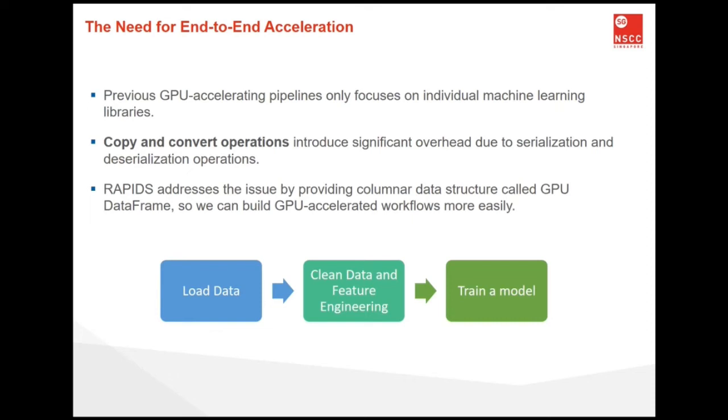Therefore, RAPIDS addresses this issue by designing a columnar data structure called a GPU data frame, which implements the Apache Arrow columnar data format on the GPU. The RAPIDS GPU data frame provides a pandas-like API that will be familiar to data scientists, so they can now build GPU accelerated workflows more easily.